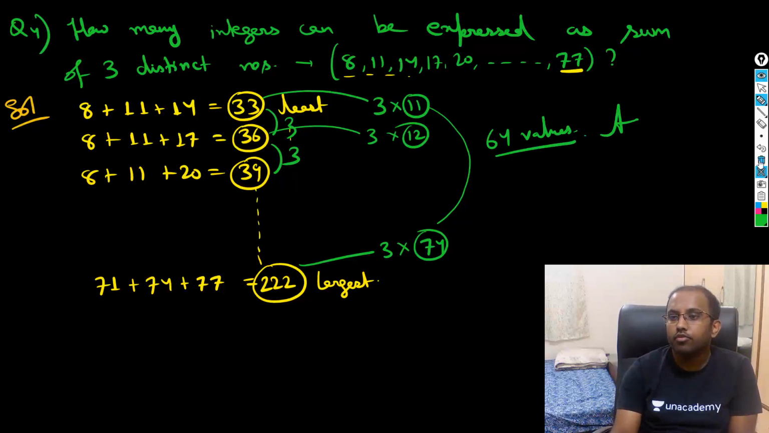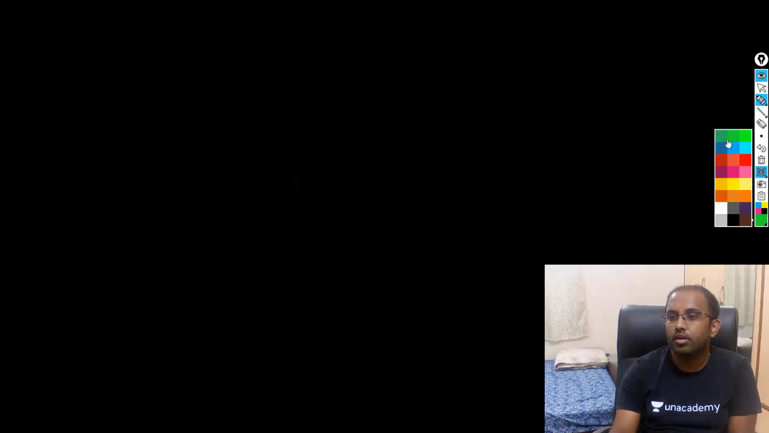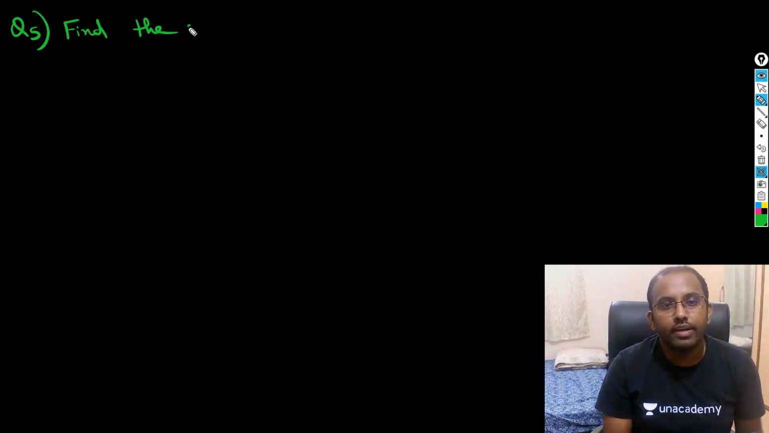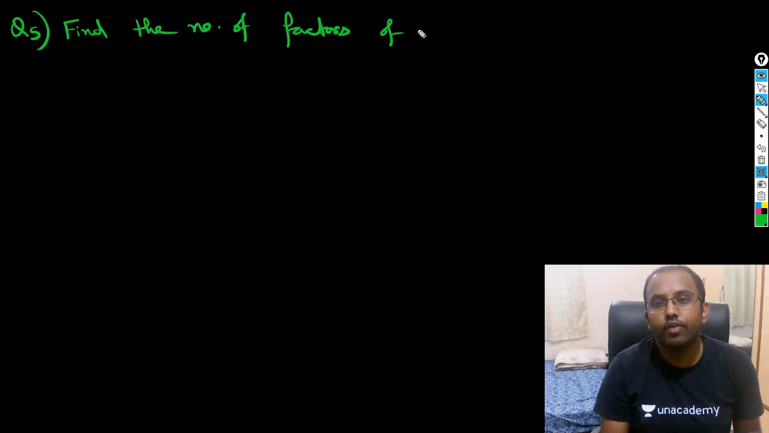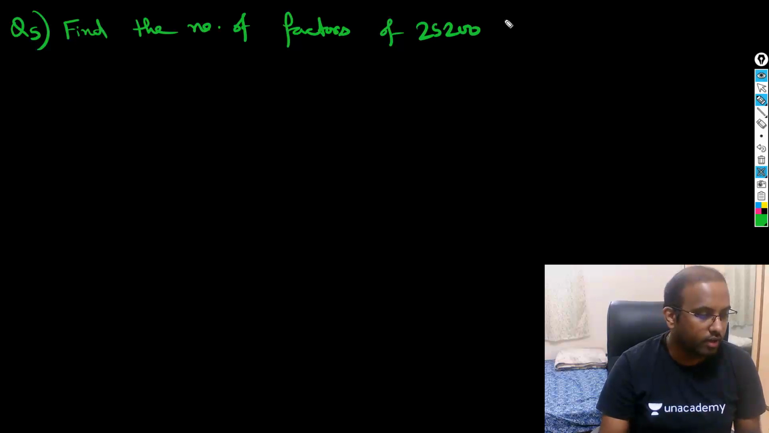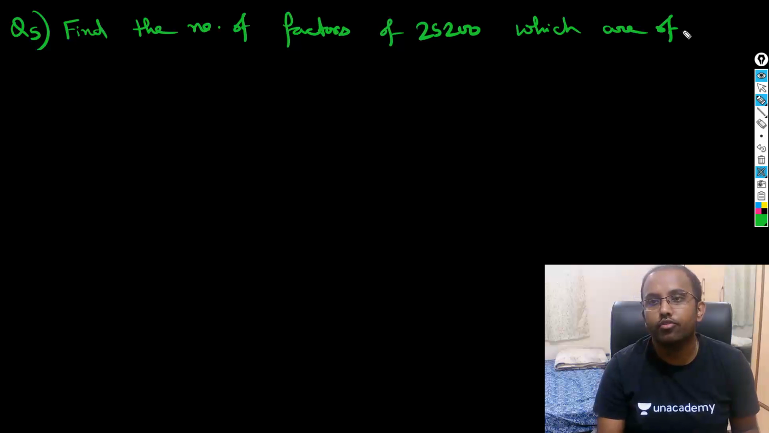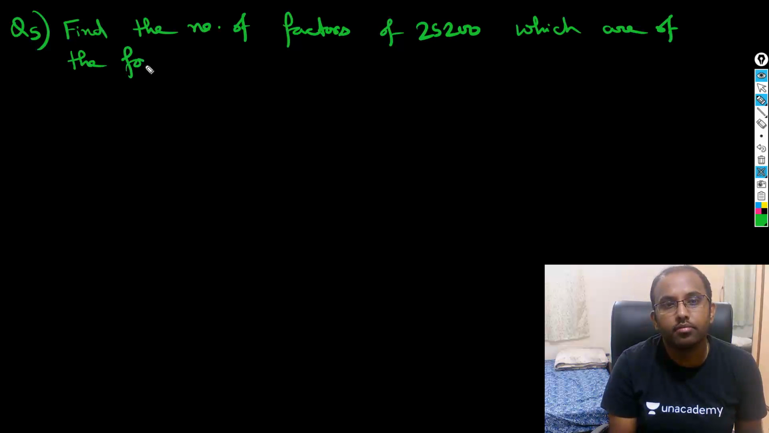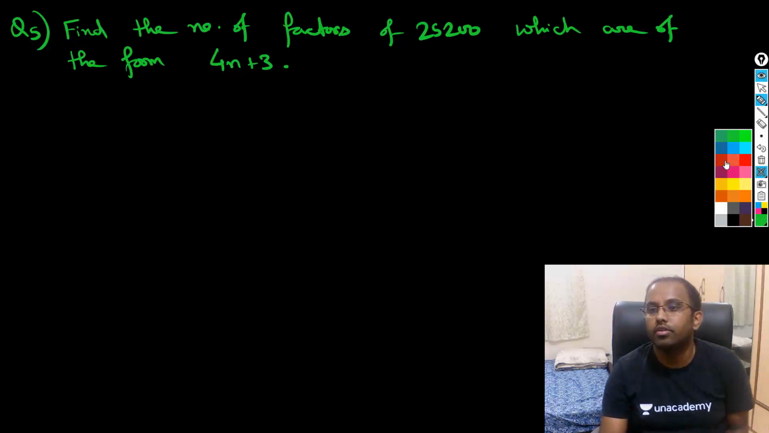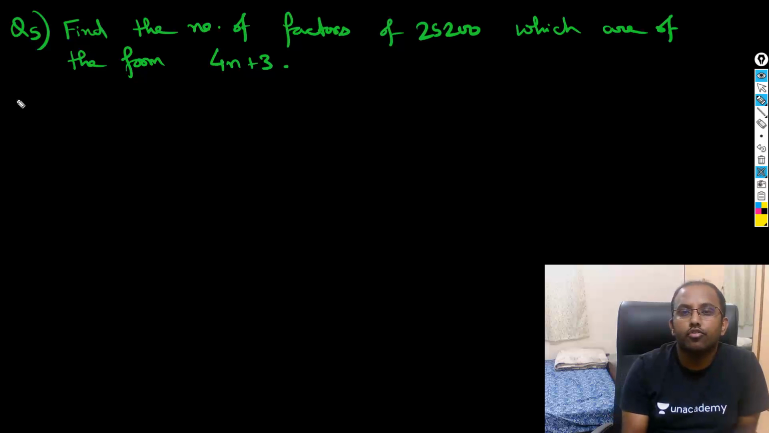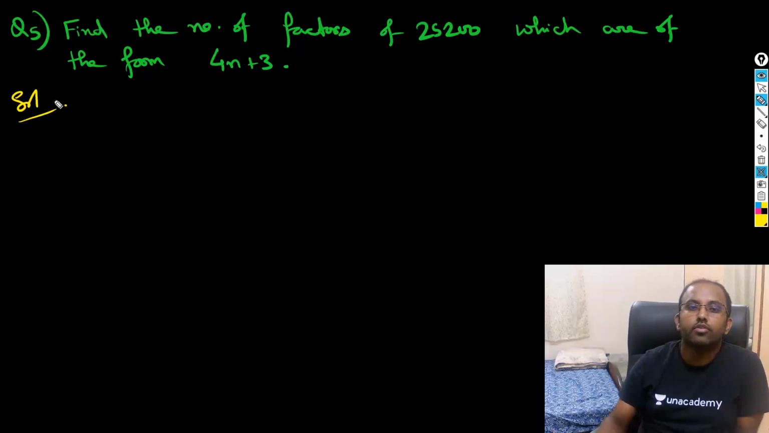Okay, let's move to question number 5. Question 5 says: find the number of factors of 25,200 which are of the form 4n plus 3. Once you observe this question, guys, we need to find the factors of 25,200 which are of the form 4n plus 3.